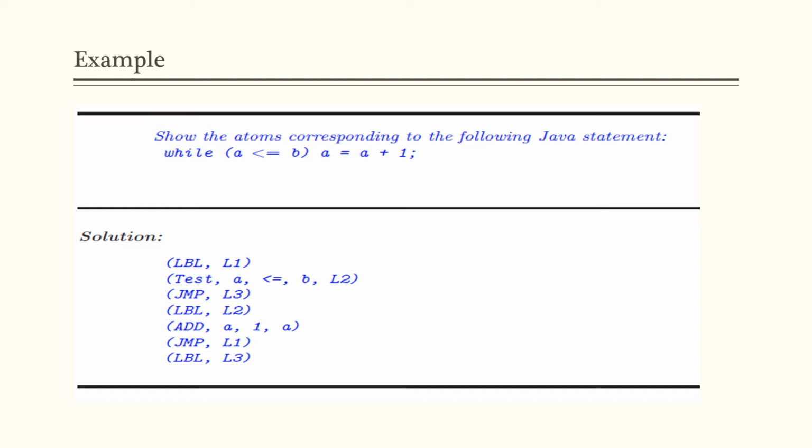Okay, another example for the while loop. For example, while A less than or equals to B, A equals to A plus 1. So these are the atoms. You can split it into several atoms here. The first one is because they are using while here, so in the assembly language, they will deal with a level in order to control the repetitions.